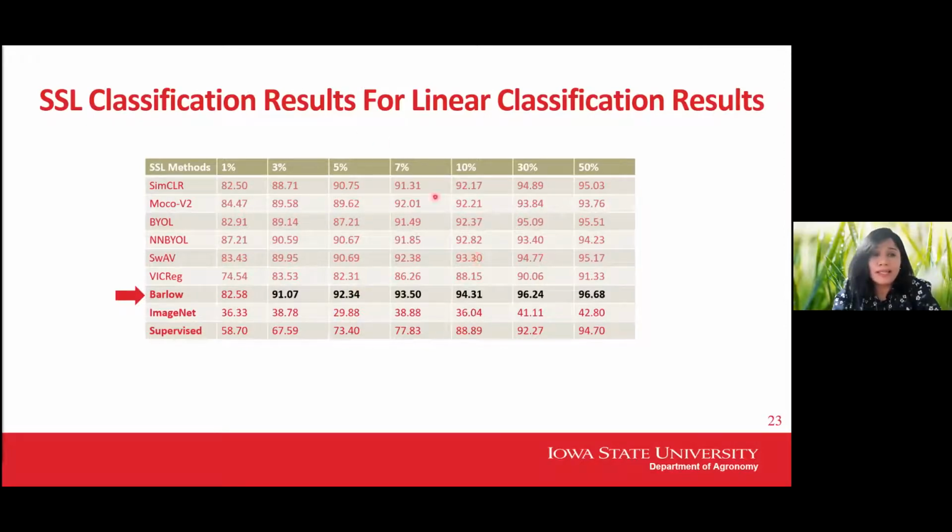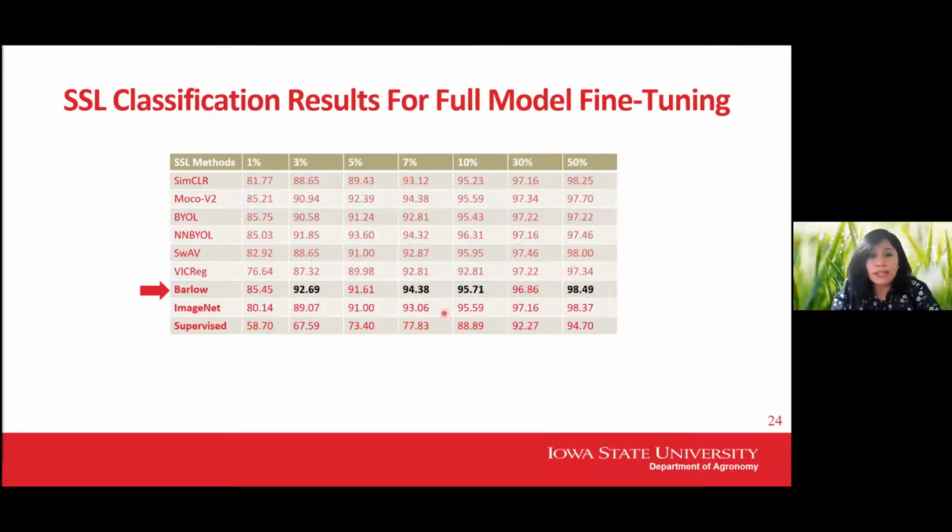So with fewer samples, we are getting higher accuracy when we use self-supervised learning compared to ImageNet or supervised learning. Similar results, as I show in the graph: when we are doing self-supervised learning with full model fine-tuning, again, these self-supervised methods are the winner. And in this case, Barlow Twins is again the best method.